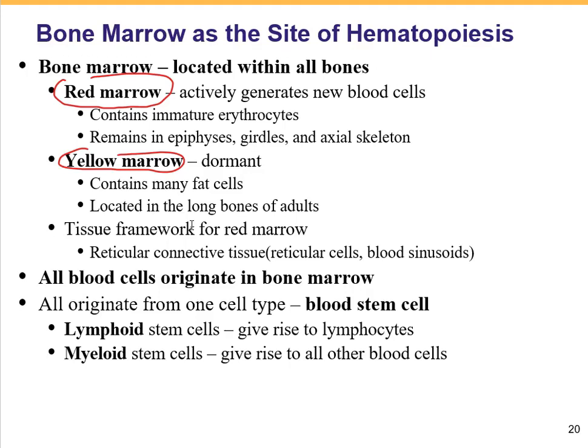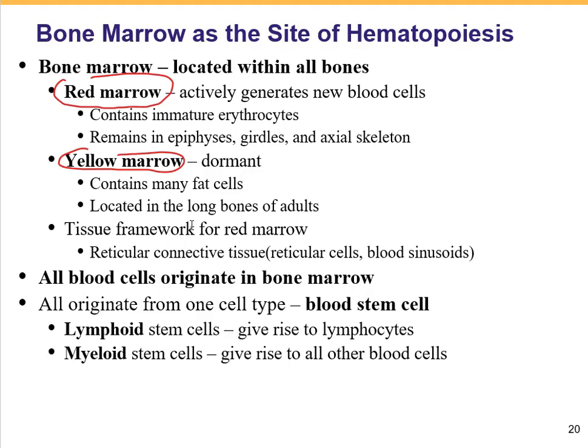Red marrow is going to be replaced by yellow marrow in the limbs between the ages of 8 and 18 years. Both types of bone marrow have a tissue framework made up of reticular connective tissue, which includes reticular cells and blood sinusoids. This framework provides support and structure for the bone marrow, allowing blood cells to be produced and move throughout the tissue.